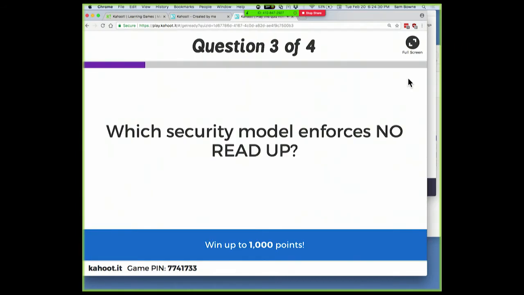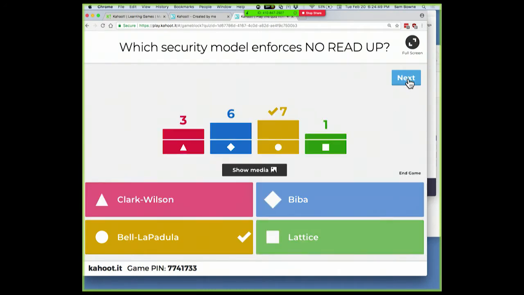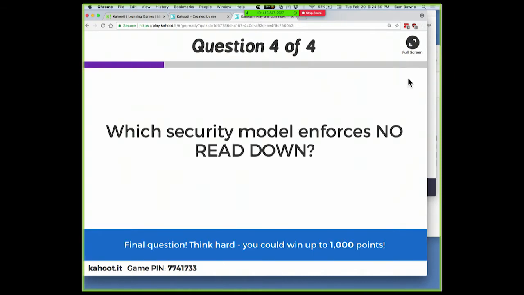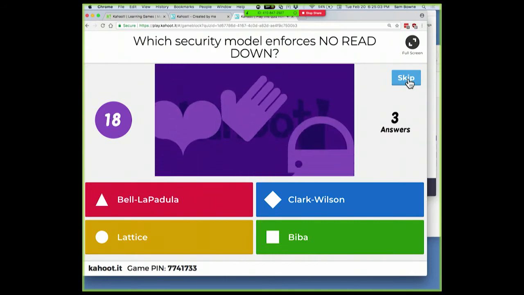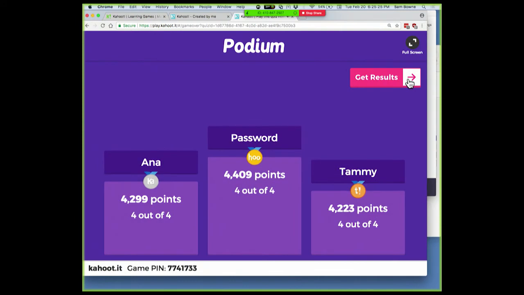All right, which one has no read up? Okay, that is Bell. Again, that's the simple property. That's how you maintain confidentiality. Nobody can read anything at a higher level. All right. And which one has no read down? All right, that's Biba. All right. So I'm going to record these winners. I've got password. Is that you, Mark? Yeah. Good, okay.